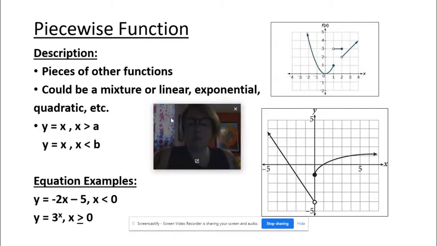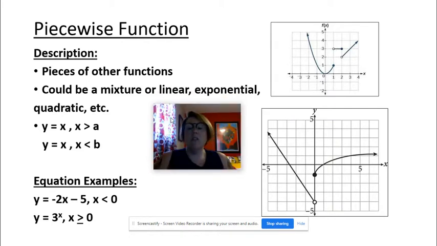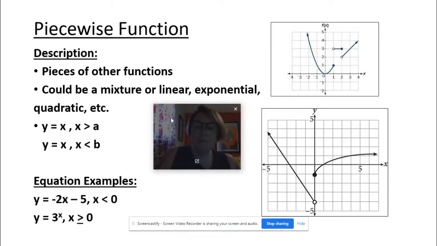Okay, next up was the piecewise function. Remember, it's called piecewise because it's in pieces. So it's pieces of other functions. It could be a mixture of all the different types of functions. Okay, and then you have some examples below. So for example, you have y equals negative 2x minus 5, comma, x is less than 0. y equals 3 to the x power, comma, x is greater than or equal to 0. So you're going to have a mix of different types of equations separated by commas, and that's going to tell you that it is piecewise.